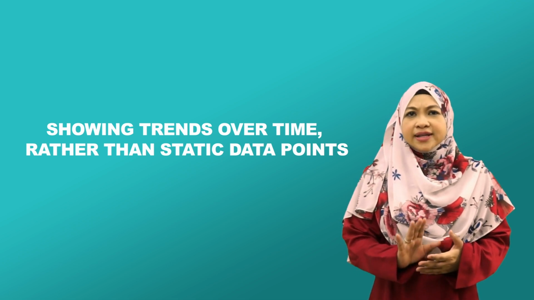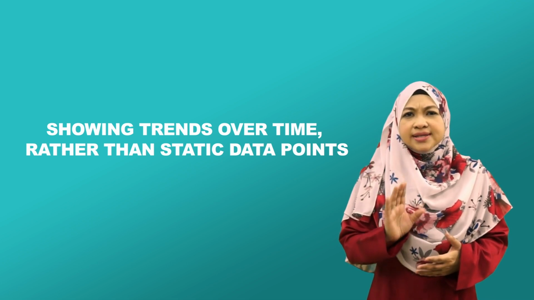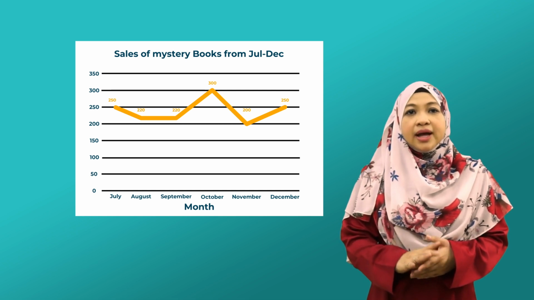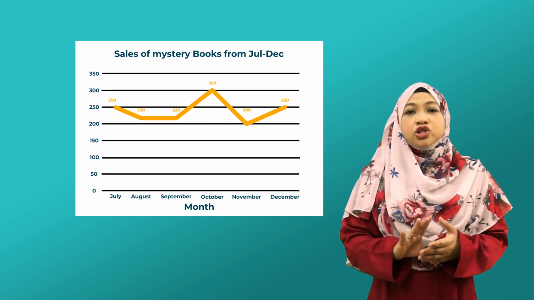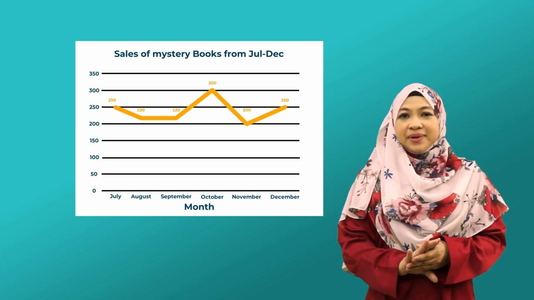Next is a line graph. Line graphs are most useful for showing trends over time rather than static data points. The lines connect each data point so that you can see how the values increased or decreased over a period of time. These periods of time could be years, months, weeks, days, minutes, or even seconds. For example, here we have sales of mystery books from July to December, and the time frame is month: July, August, September, October, November, and December.